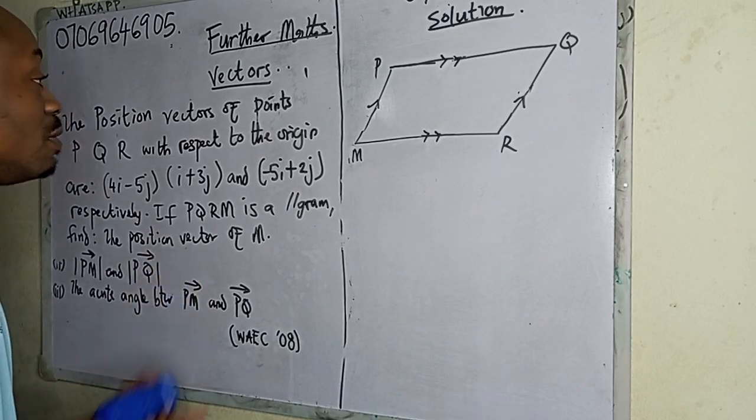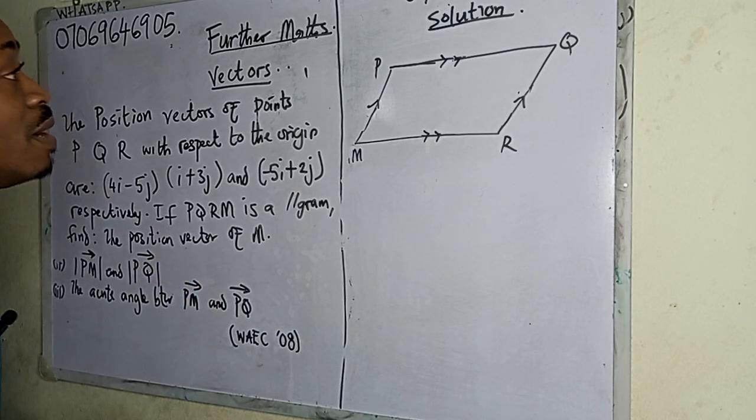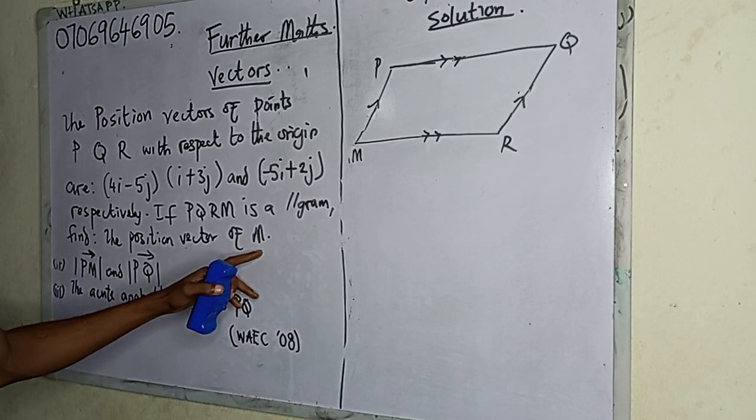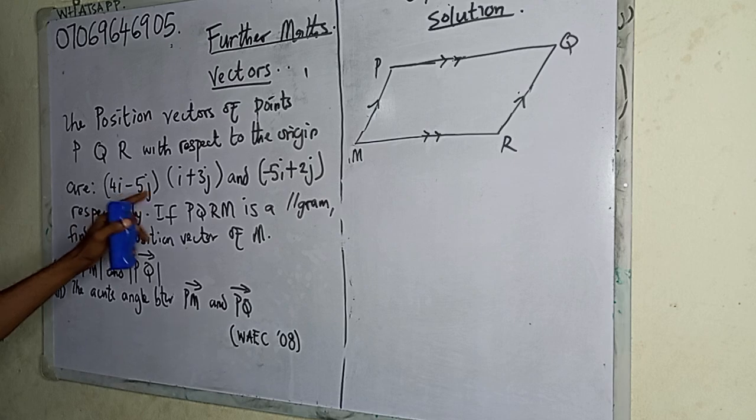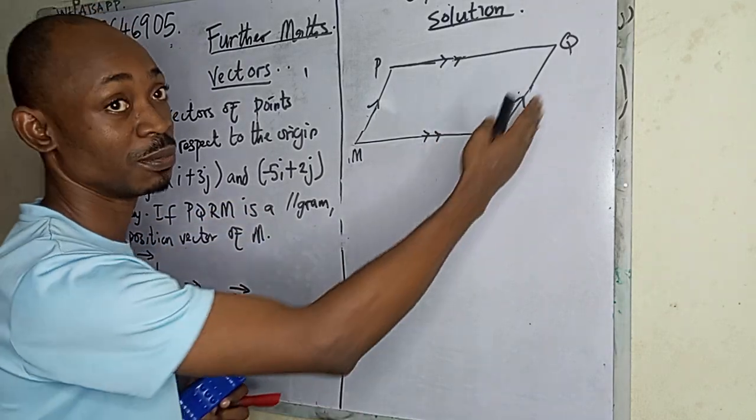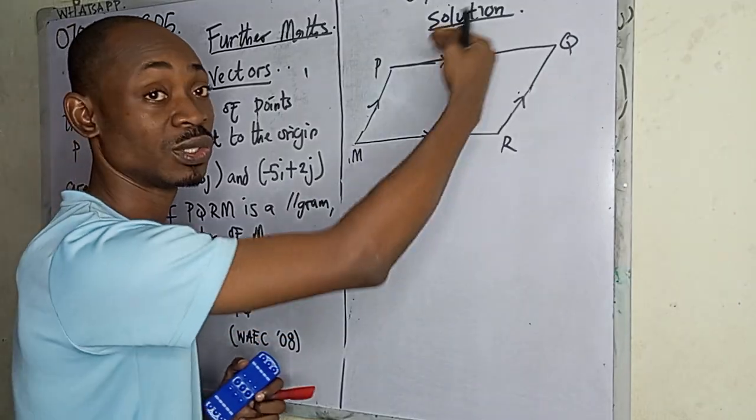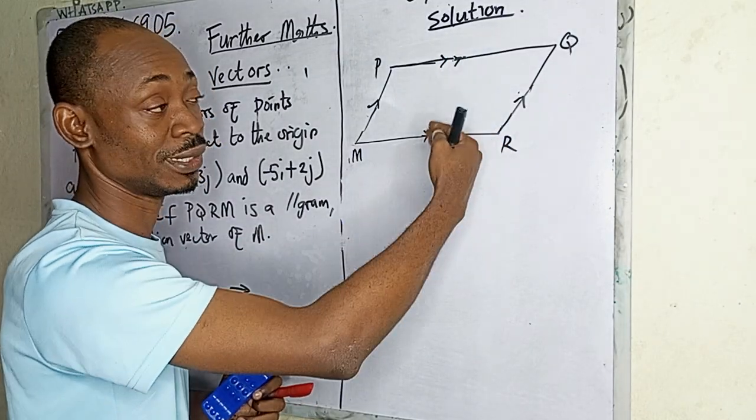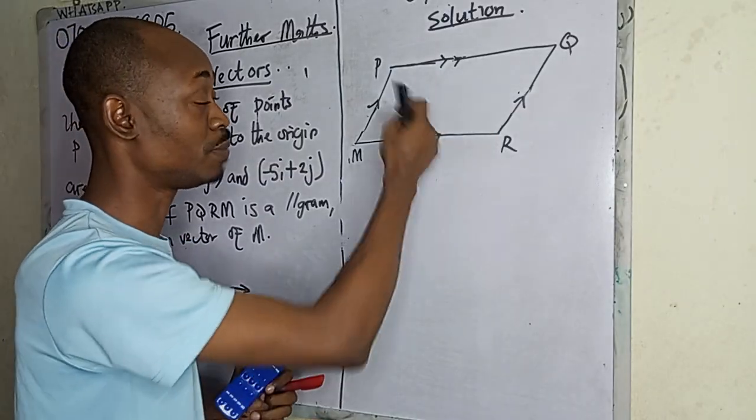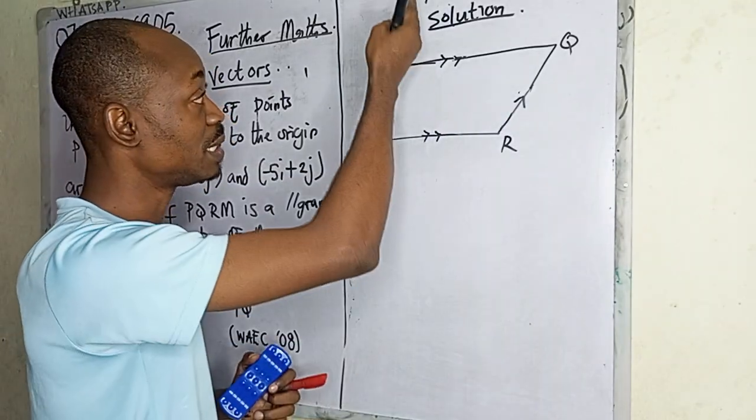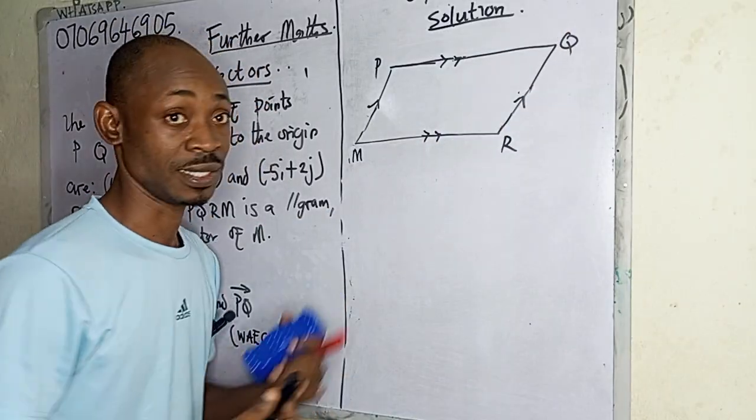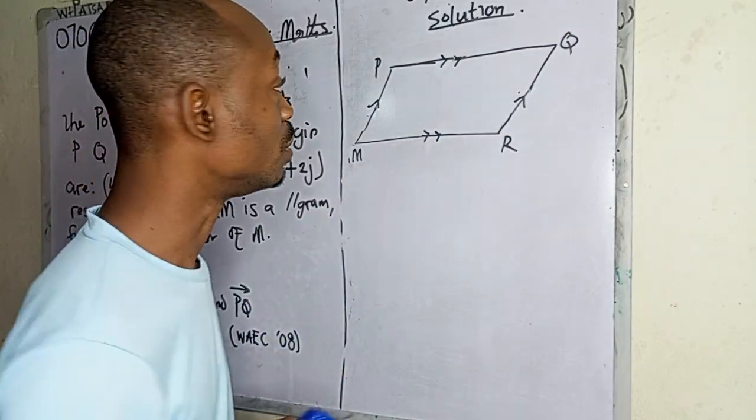So first of all, let's start the first question. It says PQRM is a parallelogram. One thing we know, and then we are looking for the position vector of M. If you check, P, Q, and R are given, but we don't know that of M. But we know that in a parallelogram, opposite sides are always equal and parallel. It means PQ is parallel to MR and PQ is equal to MR as well. The same thing, PM is equal and parallel to QR. So that's the property that we're going to be making use of.